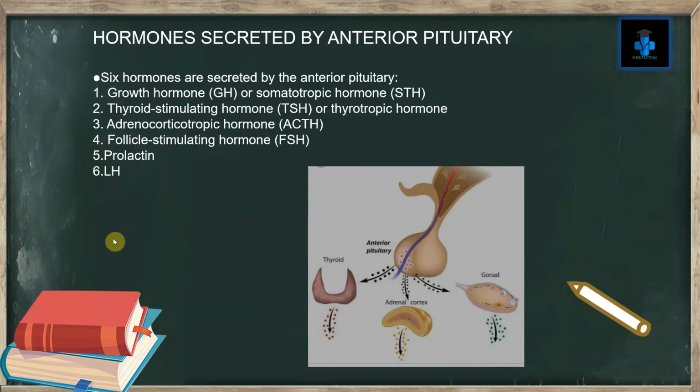Now let's learn about hormones secreted by anterior pituitary. 6 hormones are secreted by the anterior pituitary. Number 1 is the growth hormone or somatotropic hormone. Number 2 is thyroid stimulating hormone. Number 3 is adrenocorticotropic hormone. Number 4 is follicle stimulating hormone. Number 5 is prolactin and number 6 is luteinizing hormone.